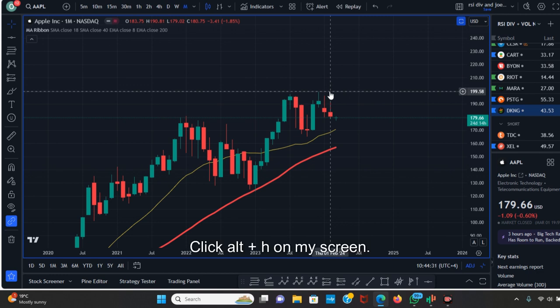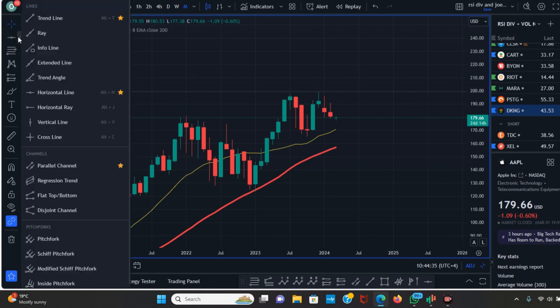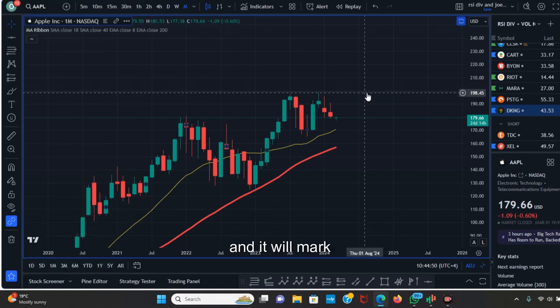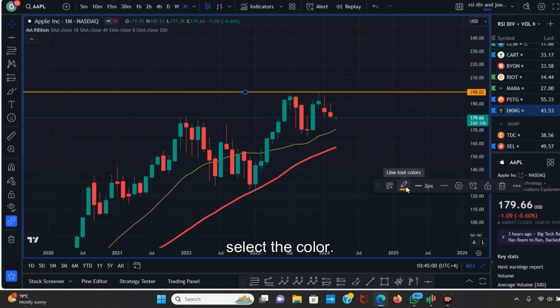I'll click Alt plus H on my screen. You can also select it from here. Click, and this horizontal line, I've marked it as a star, so it will always be here in my favorites. After you have selected it, you can just click Alt plus H on your keyboard and it will mark either a resistance or support zone. So I clicked Alt plus H.